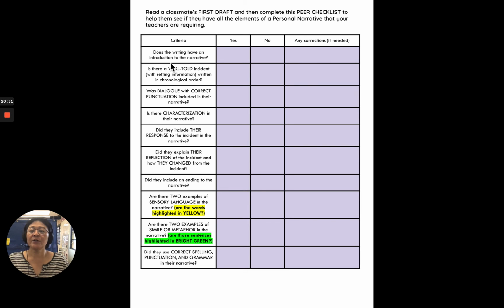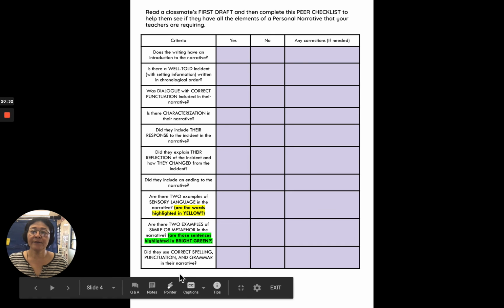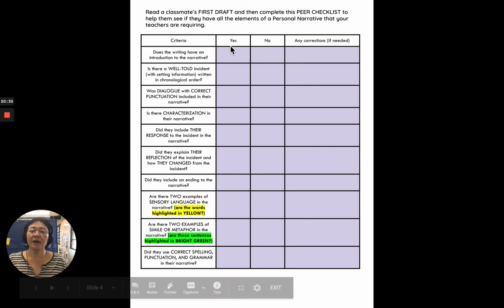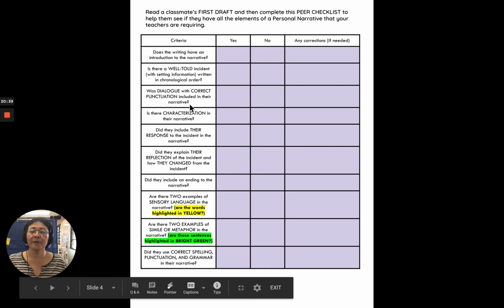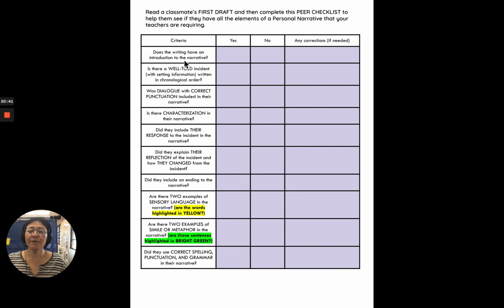Okay, so there are these criteria, and they're going to either check yes or no, put an X in there. Okay, so if we look closely at the first one, does the writing have an introduction to the narrative? If they say no, then the person can type in here, the writing needs an actual introduction. If it has an introduction, they can just put yes, no need to change anything.